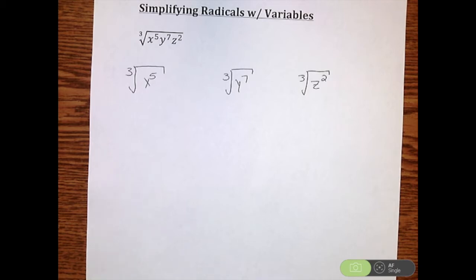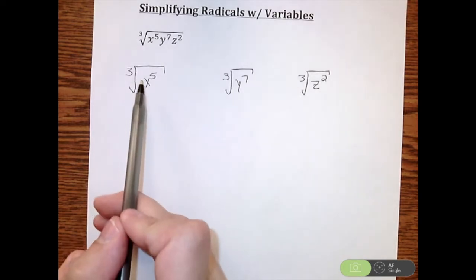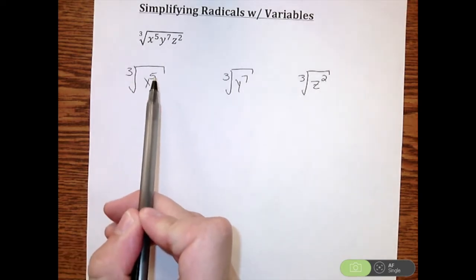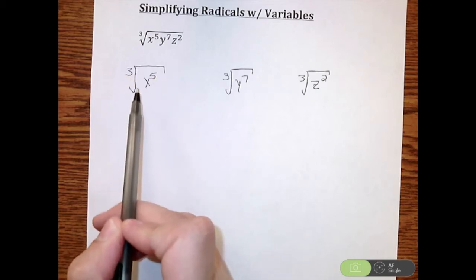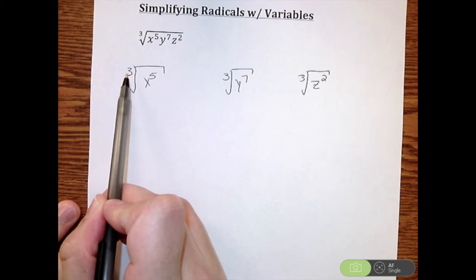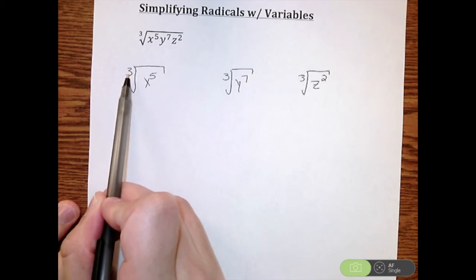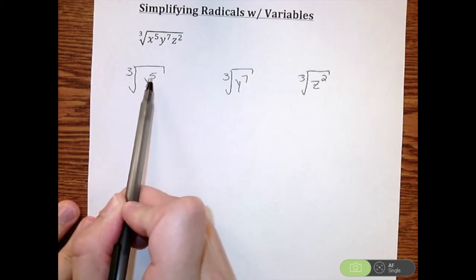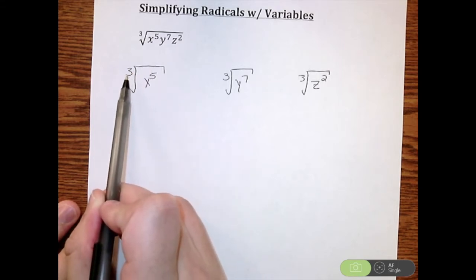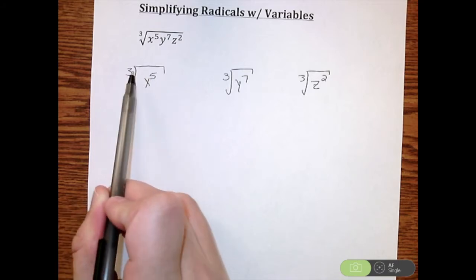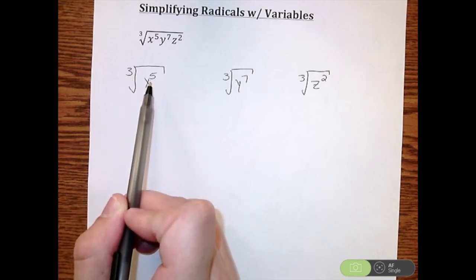So here's kind of how the thought process works. I'm going to show you two different ways to think about this. If you have x to the fifth power, so we have a power of 5 on the inside, and we have the cubed root or the third root, what I ask myself is how many times can 3 divide into 5? Or how many times can I subtract 3 from 5? So what we're doing here is taking 5 divided by 3 and figuring out what we can divide it by and what the remainder is, the big idea.